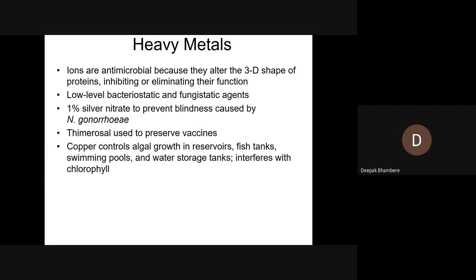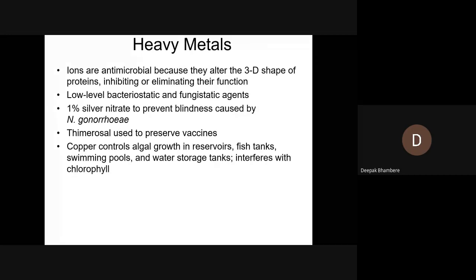So 1% silver nitrate can be used to prevent blindness caused by gonorrhea. Then thimerosal is used to preserve vaccines, and copper controls algae growth in reservoirs, fish tanks, swimming pools, etc.